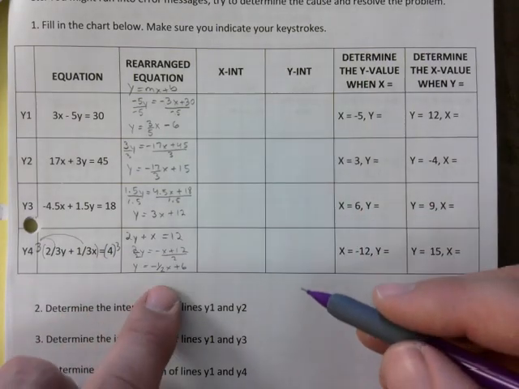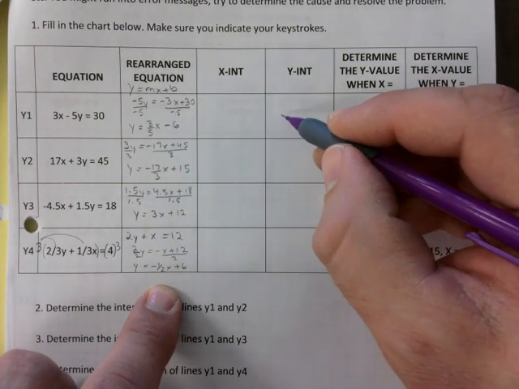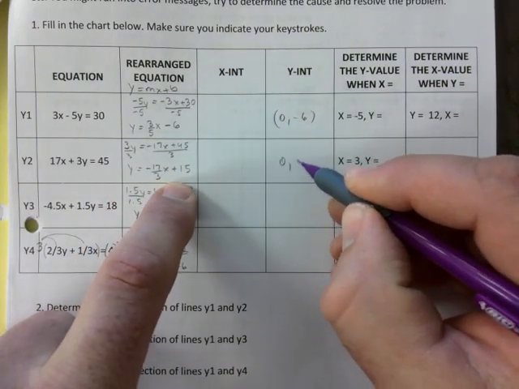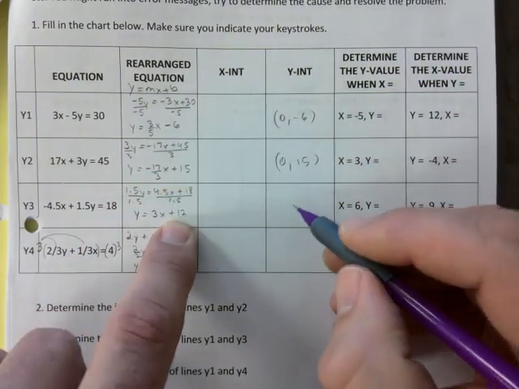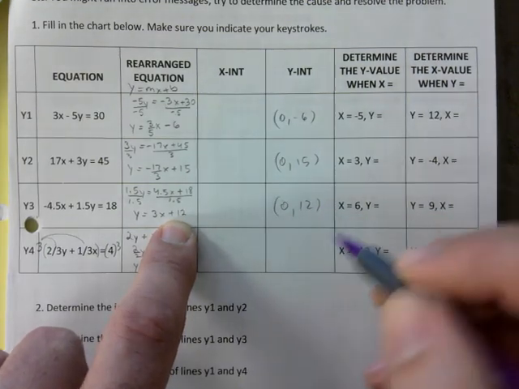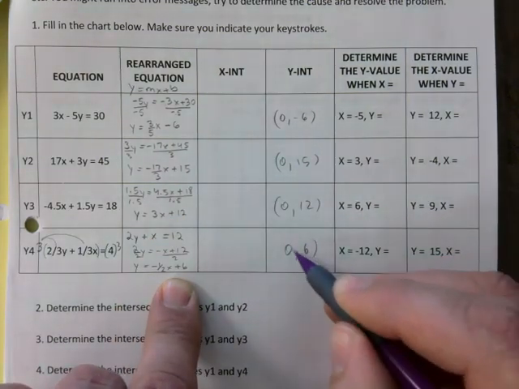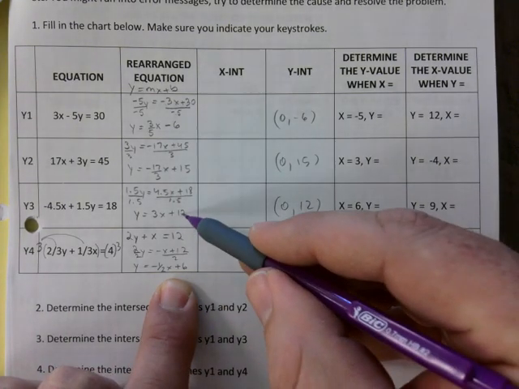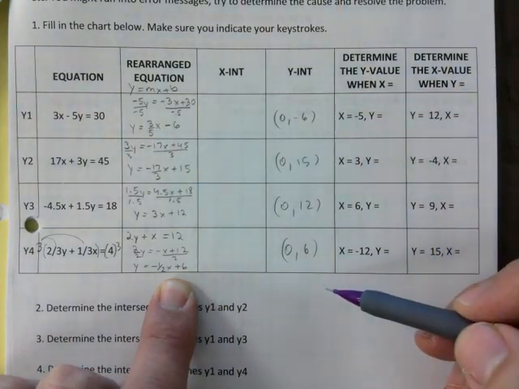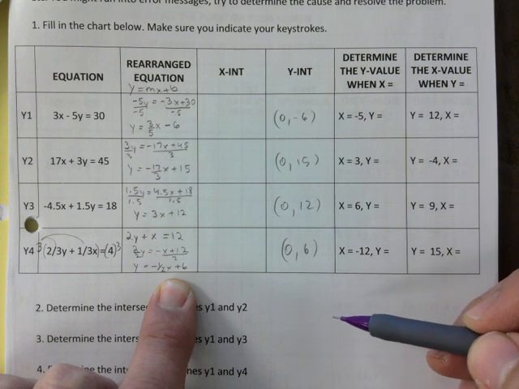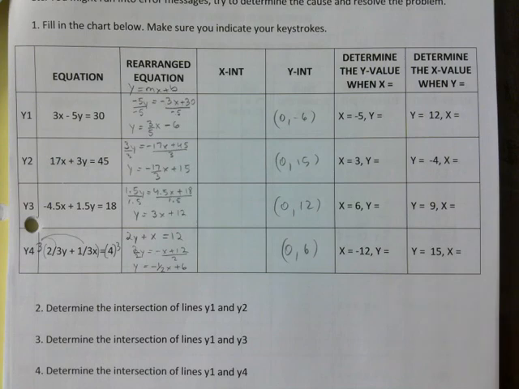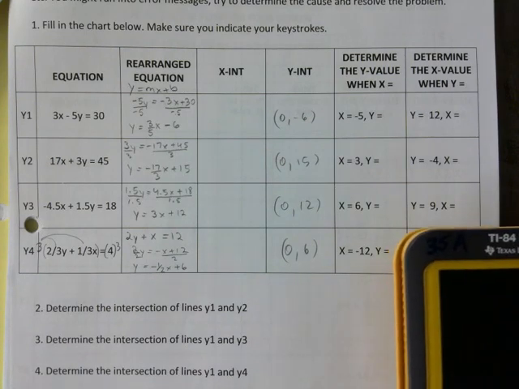For all of these, let's write down the y-intercept because that one is super easy, right? 0, -6, 0, 15, 0, 12, and 0, 6. You just grab the constant at the end, boom, done. The x-intercepts, I want you to do that as well, using the calculator.